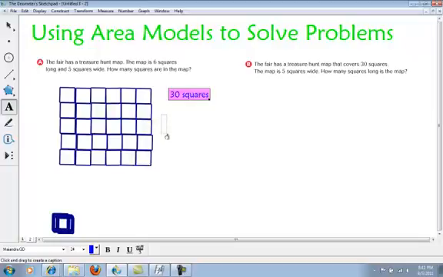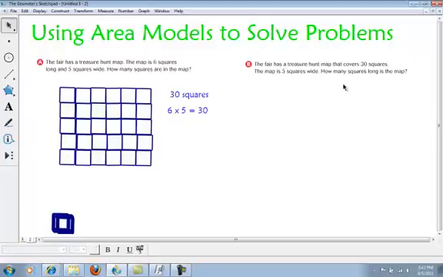Now I can represent this with a multiplication problem because I have 6 groups of 5, and that gave me 30 squares. Here's one group of 5, there's another group of 5, 3 groups of 5, 4 groups of 5, 5 groups of 5, 6 groups of 5. So I can see here that 6 groups of 5 is 30, and so there are 30 squares in my map. Now let's look at question B. The fair has a treasure hunt map that covers 30 squares. The map is 5 squares wide. How many squares long is the map?